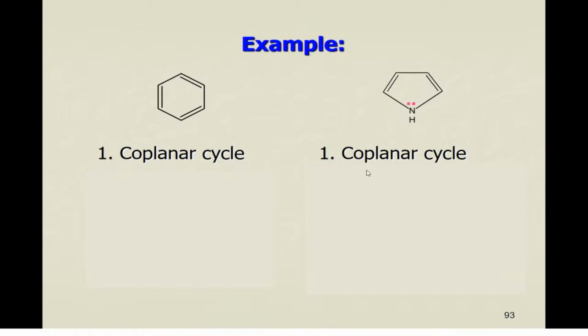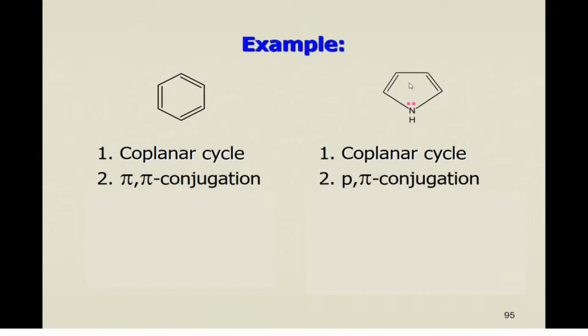Second, we need to check whether a delocalized pi bond is present, in which all atoms participate. So take a look: alternate positions, double and single bonds. That's why pi conjugation is realized. For pyrrole, alternate positions, double, single, and a lone pair donor. That's why the total conjugation is p-pi conjugation. Conjugation here can be present but not all atoms participate in the formation. Partial conjugation is unacceptable for the aromaticity rules.